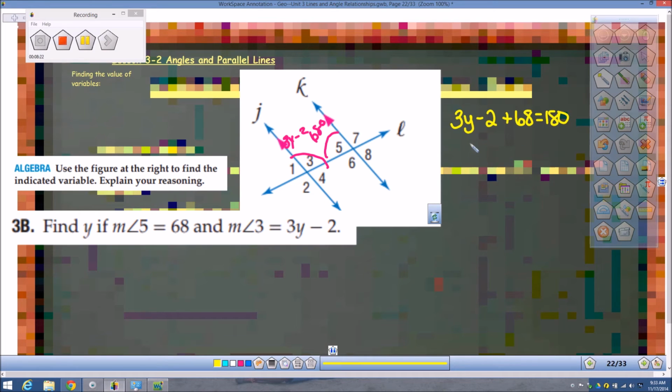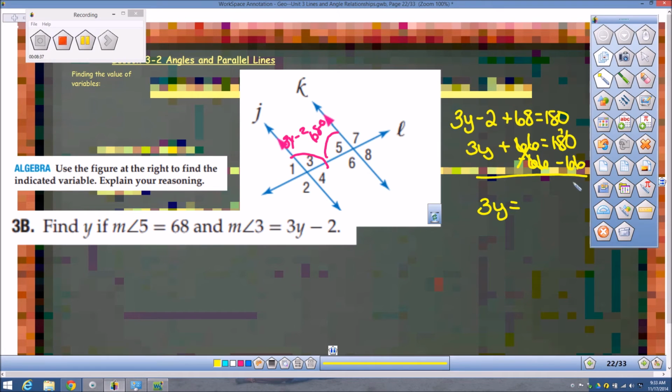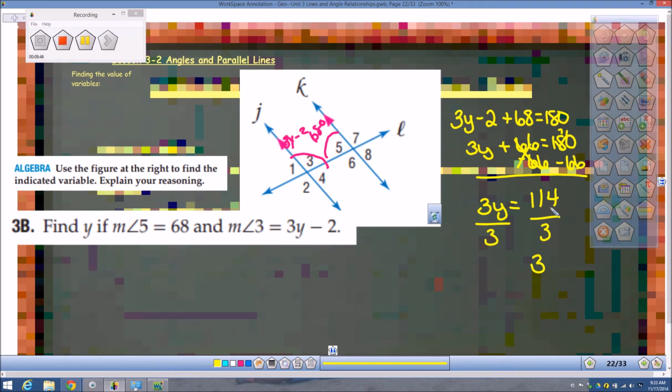If we combine like terms, we have 3y plus 66 equals 180. Subtract 66 from both sides, and we end up with 3y equals 114. Divide that by 3, and that would be 38. So y equals 38. Is that what you got?